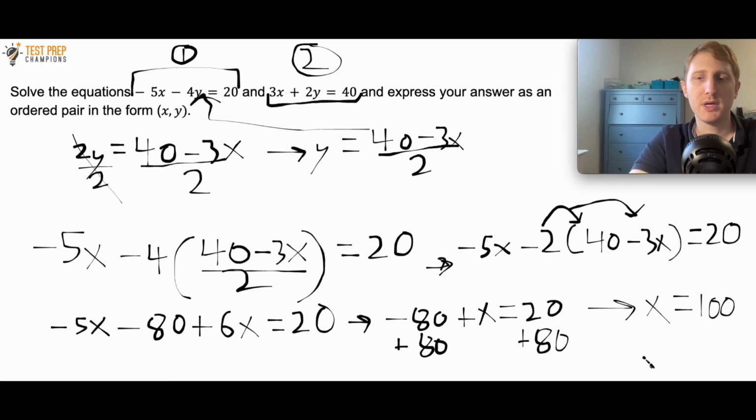So we're not done yet because in this case, we want to find both x and y. So the first number in my pair is going to be 100. So now I want to find y. So how do I do that? Well, I'm going to go back up here to where I solved for y. So I have this y equals 40 minus 3x over 2. And I'm going to replace this x with 100.